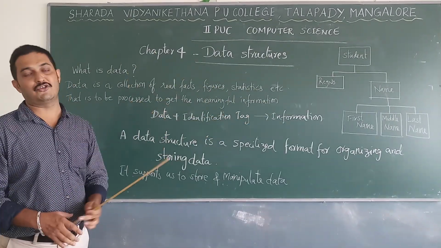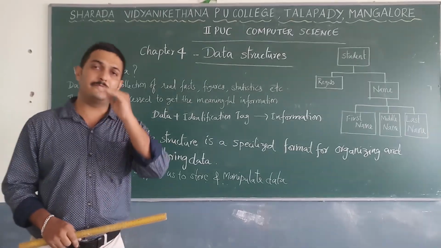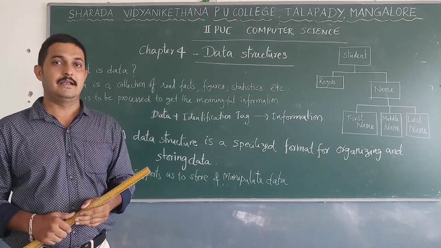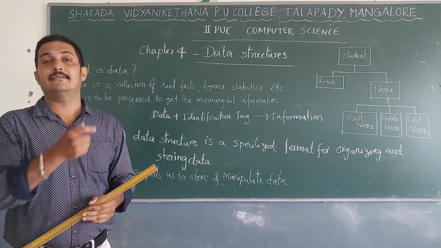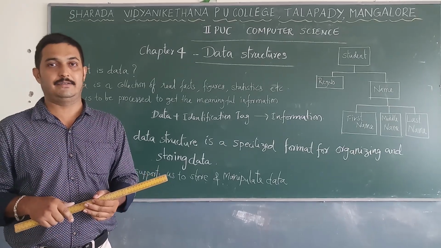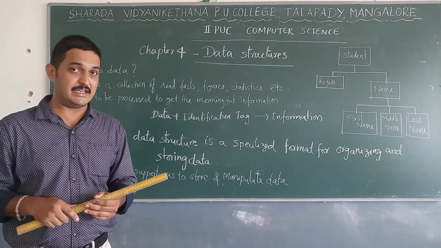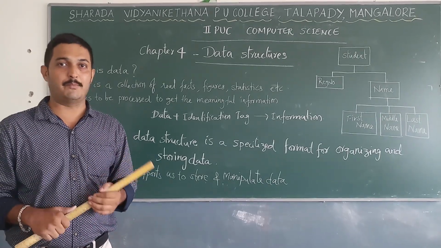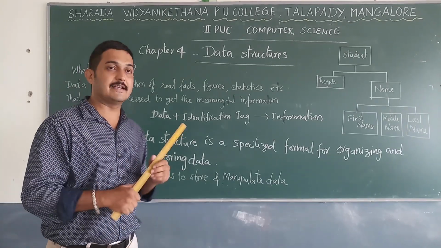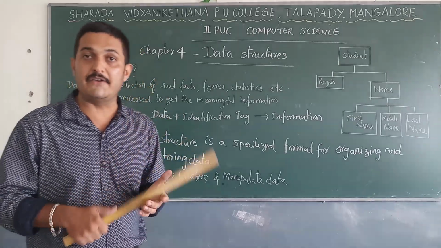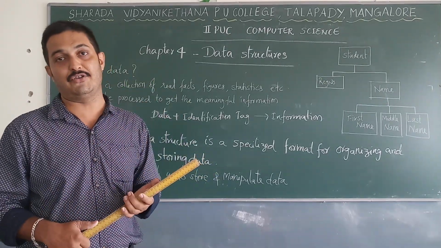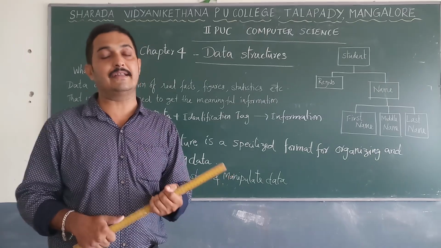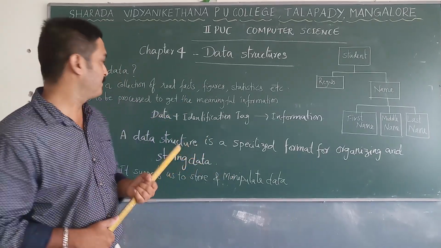Data plus identification tag. For example, we have some data, 11 plus some unit like years, so that provides information. 12 kg information. So in that way we can say data plus identification tag that provides information. So to get the information, data should be processed.